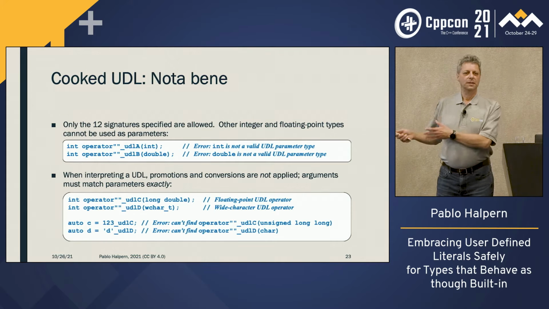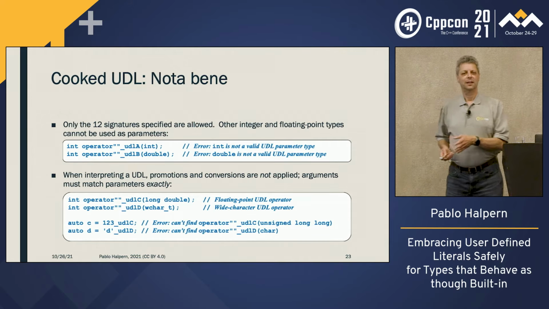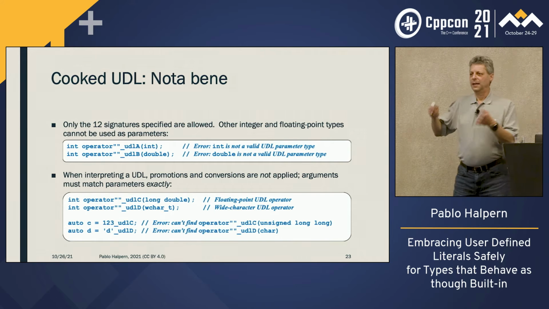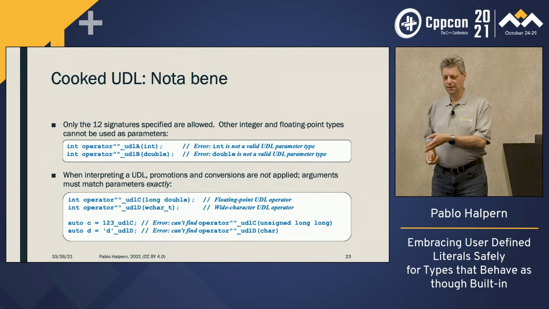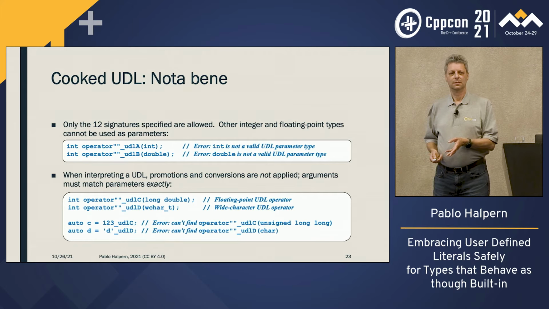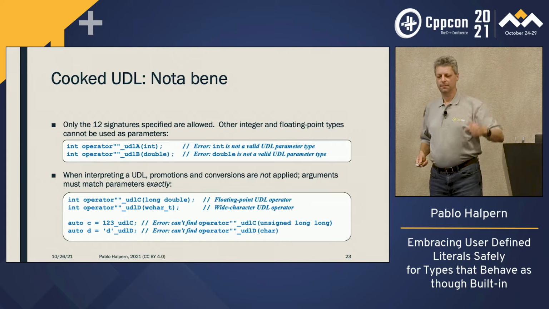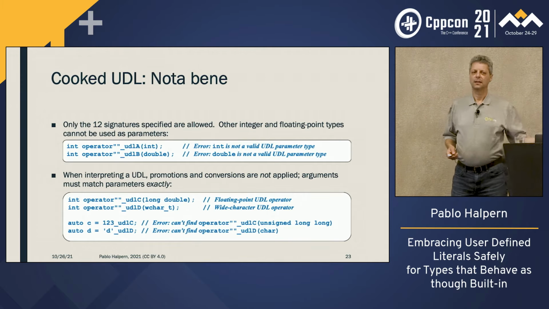You can't go outside that list of 12. You can't define a UDL that takes an argument of int or a UDL that takes an argument of double. And don't expect the normal promotion and conversion rules to apply. If you try and use an int literal for something that's defined only for floating point, it won't find it. So if you want something that works for both ints and floating points, you need to define both of them. Same thing with characters. If you have a wide character literal operator, and you pass it a narrow character, it's not going to convert it for you.